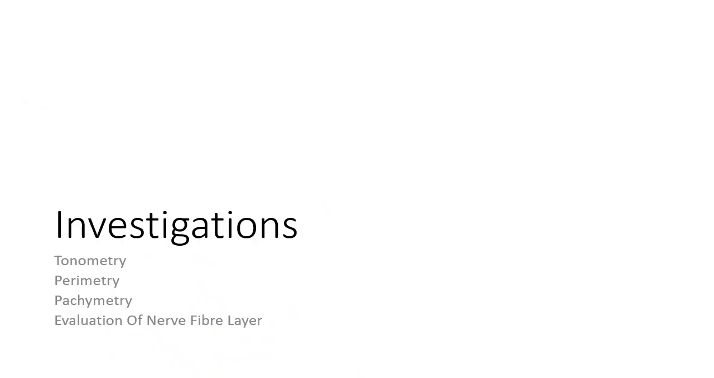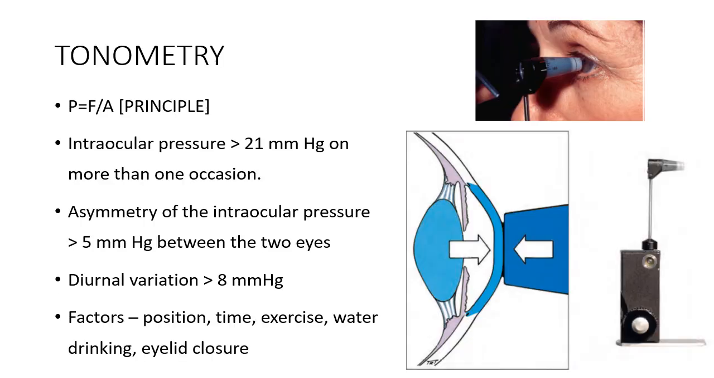Now, those were the signs, those were the examination findings. Now we come on to the investigations. So tonometry means the measurement of intraocular pressure. The gold standard instrument for tonometry is the Goldman applanation tonometer. This is what it looks like. This device is fixed onto the slit lamp, and this is what the procedure looks like.